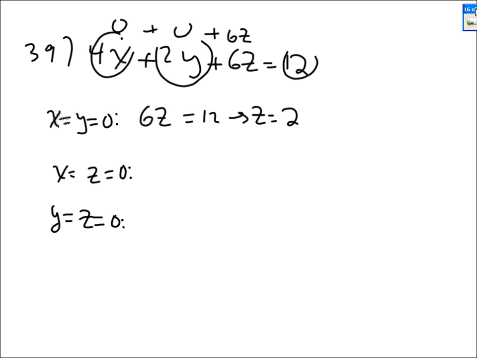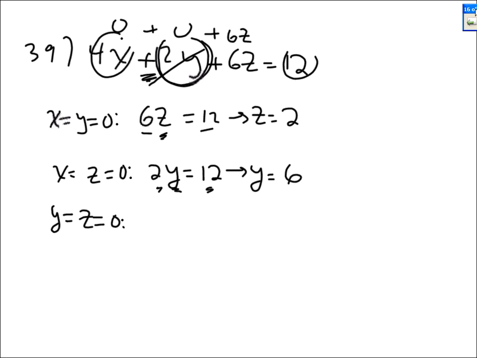So z is 2. 6 times 2, 12. If x and z are 0, only the y term survives. Make sure to include the sign in front of it. 2y is 12. 2 times some number is 12. I know that number. It's 6. 2 times 6 is 12.